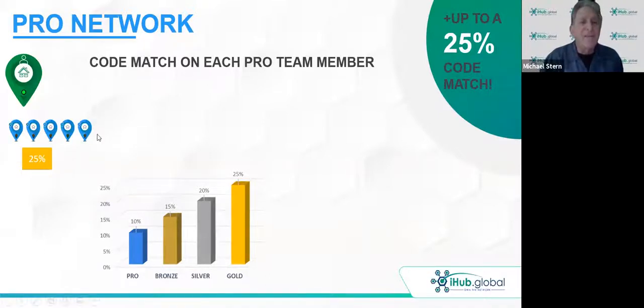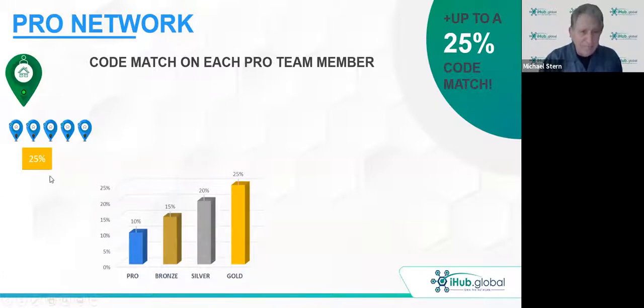And you bring in an individual, and that individual starts earning codes. Again, I'll clarify that on the next slide. Then you're going to start off at a 10% match while you're building your pro team. That match will increase to 15% once you yourself begin building your bronze team, and it'll increase to 20% when you start building your silver team. And once you start building your gold team, it'll top out at 25%.